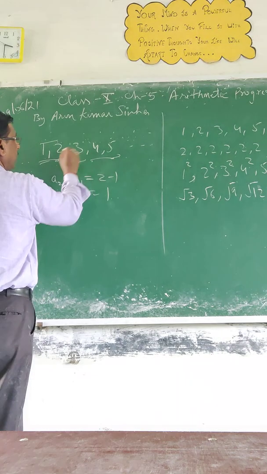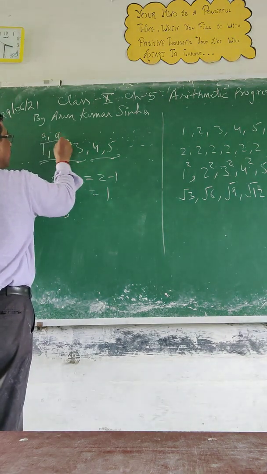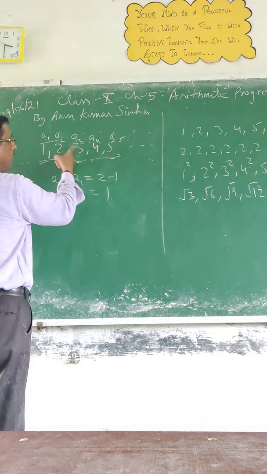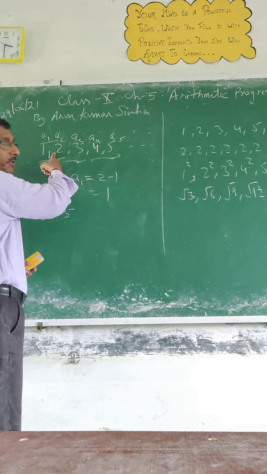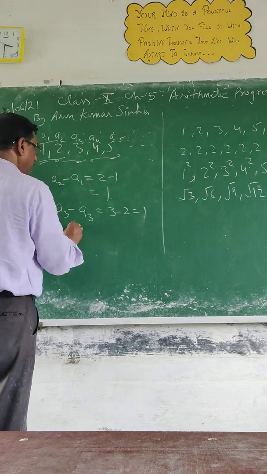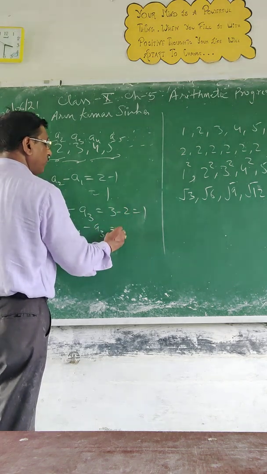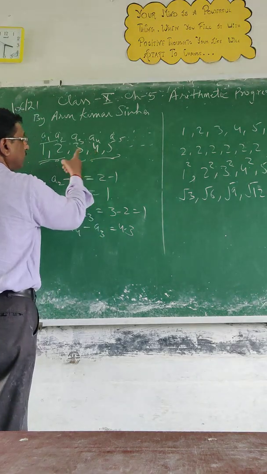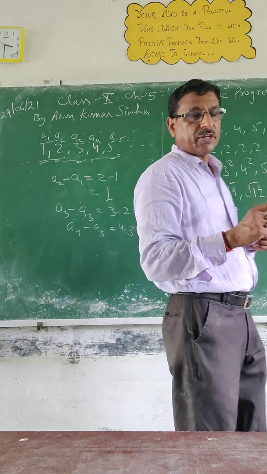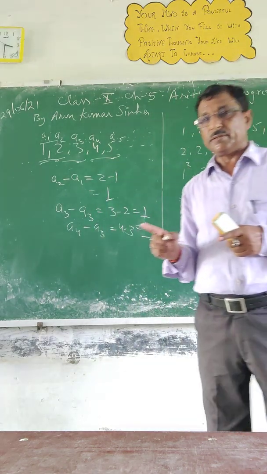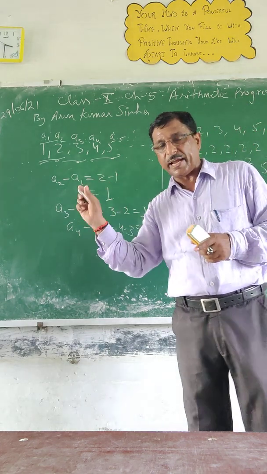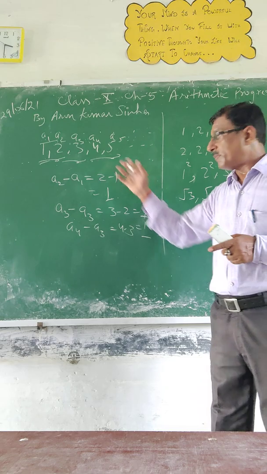Then the third term. You can see A1, A2, A3, A4, A5, and so on. A3 minus A2, consecutive terms you have to consider, that is 3 minus 2. Again A4 minus A3, that is 4 minus 3, which is 1. You can see the difference of every consecutive pair of terms is constant. That means they are following a particular pattern: the first term is fixed and a constant is added every time. That means it is an AP.